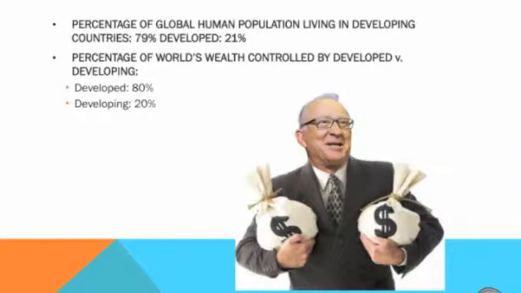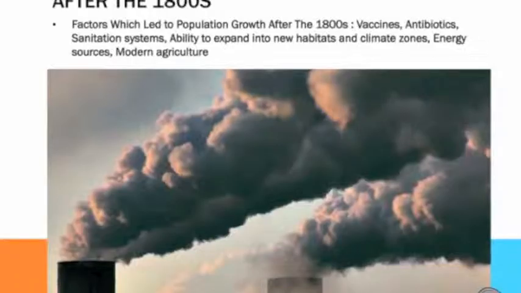On this slide, you can see the percentages. The percentage of the global human population that lives in developing countries is 79%, and only 21% live in developed countries. But 80% of the world's wealth is controlled by developed countries, and you can see that shown in the picture with the old man holding the money bags, which represents the developed countries.